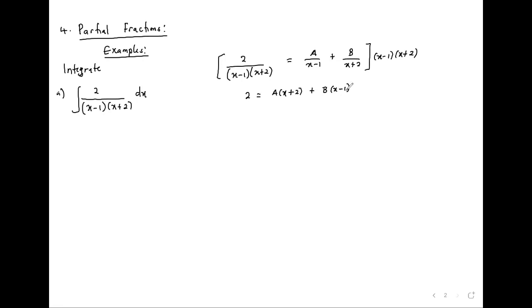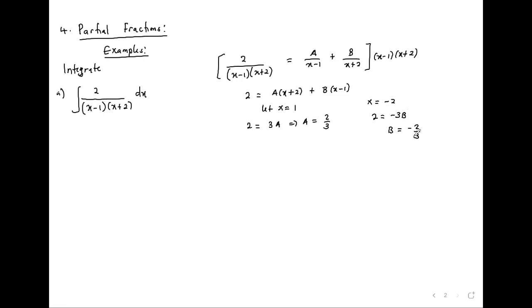Then when x is equal to 1, we'll have 2 is equal to 3a, giving us a is equal to 2 over 3. And when x is equal to negative 2, we'll have 2 is equal to negative 3b, giving us b is equal to negative 2 over 3.